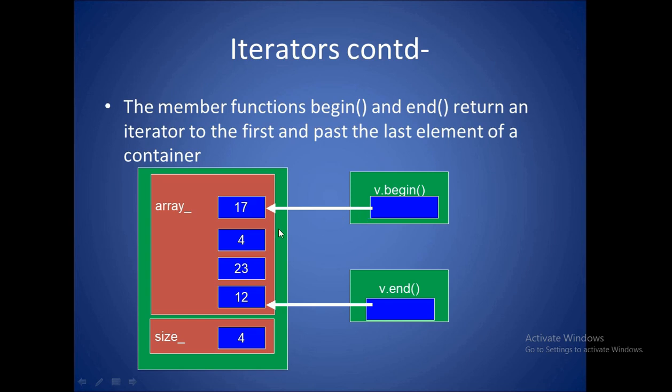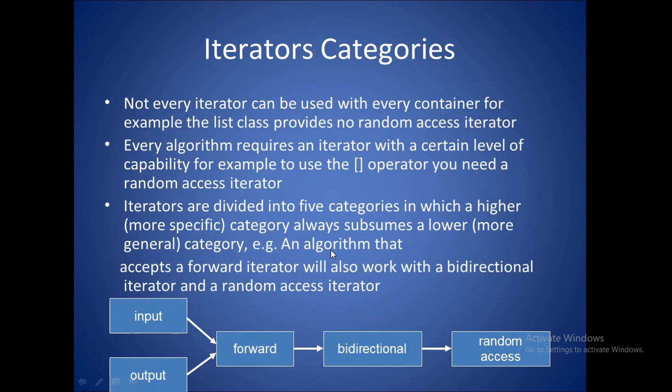So v dot begin points to the beginning element, and v dot end points to the ending element. In between, if we are traversing the elements, we need an iterator to point to that position.